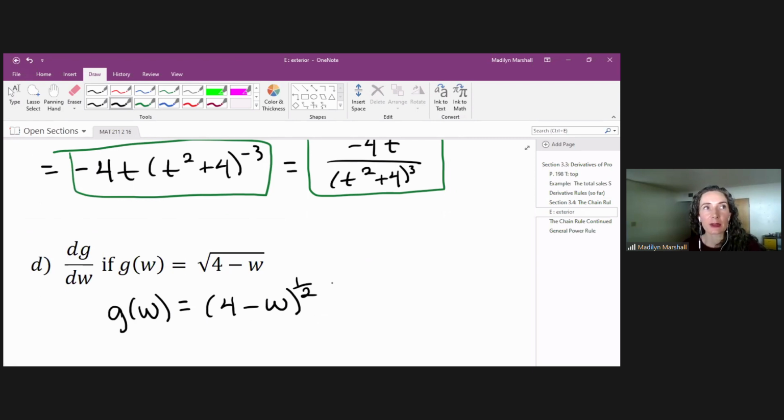So all of the work we did with rewriting things in a way that we can use the power rule on them still applies to the chain rule. So we see this square root and we need that to be in its power exponential form.